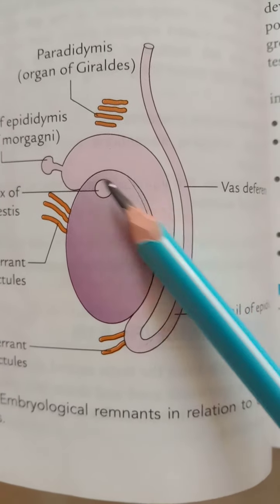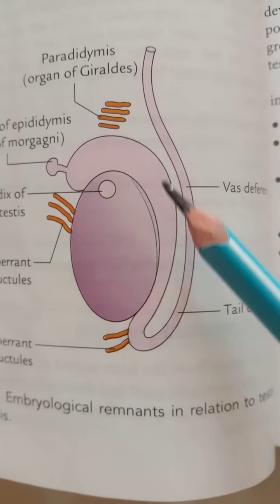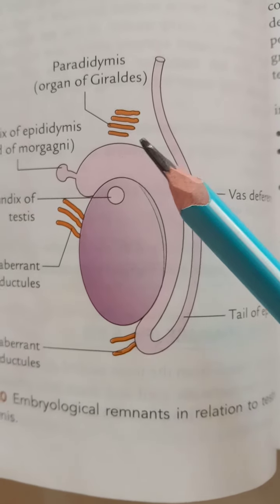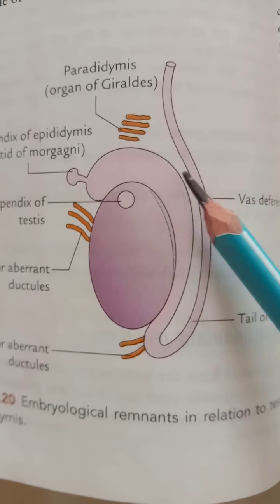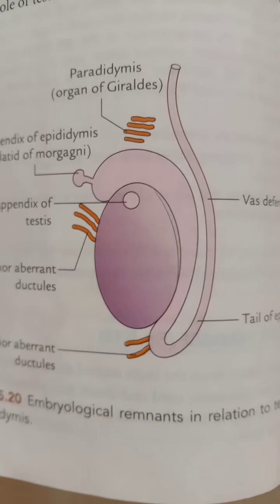Histologically, the epididymis is lined by pseudostratified columnar epithelium with stereocilia. The tubules are surrounded by connective tissue.